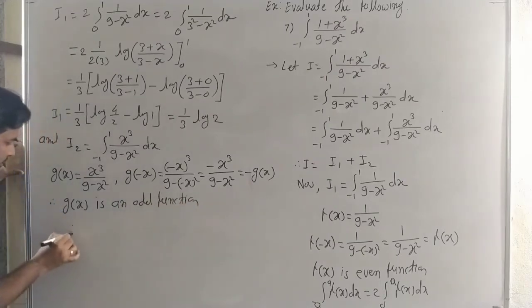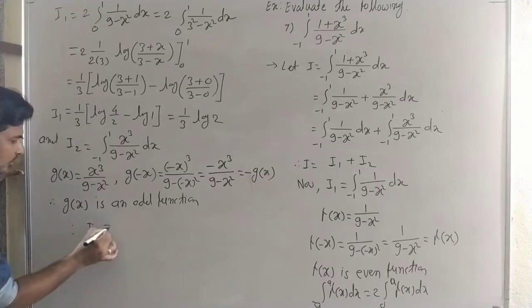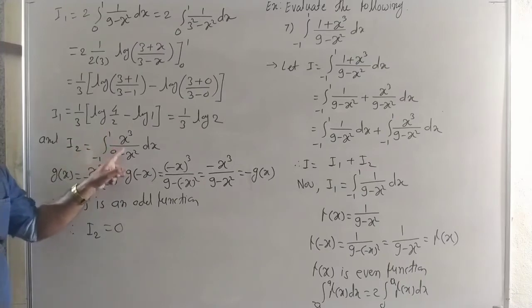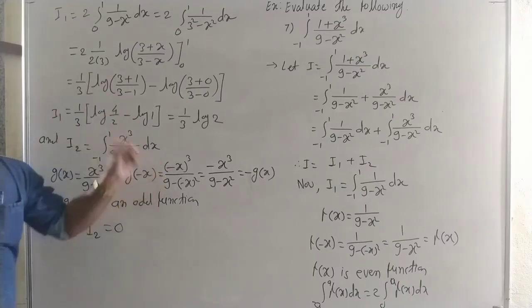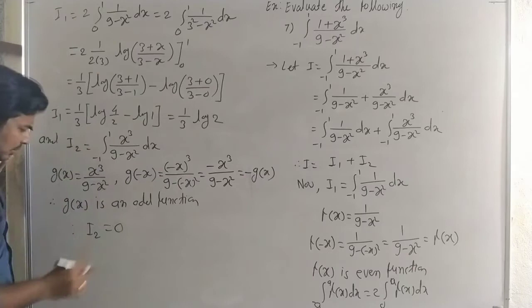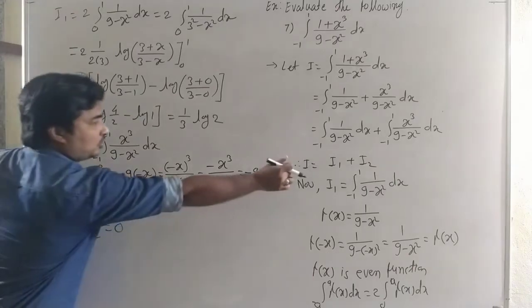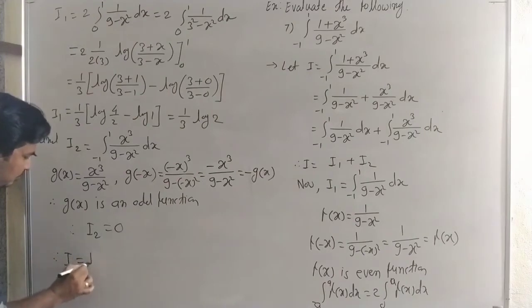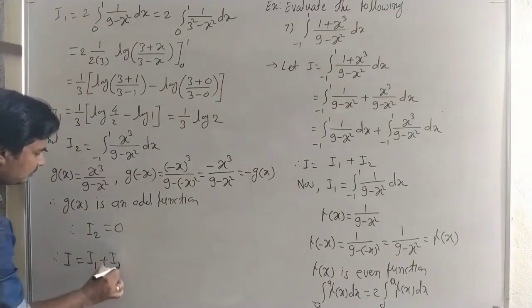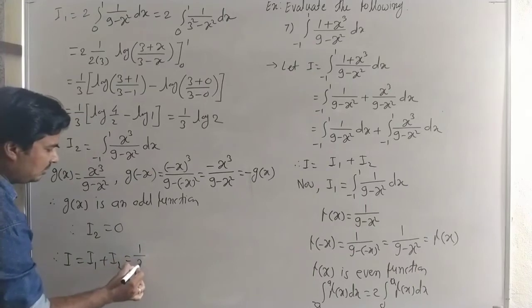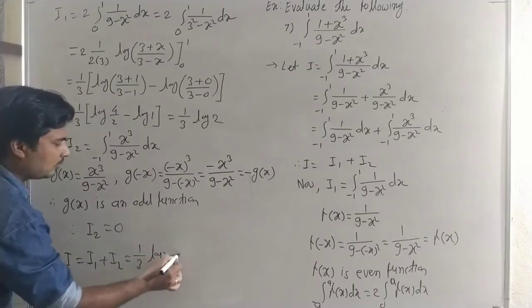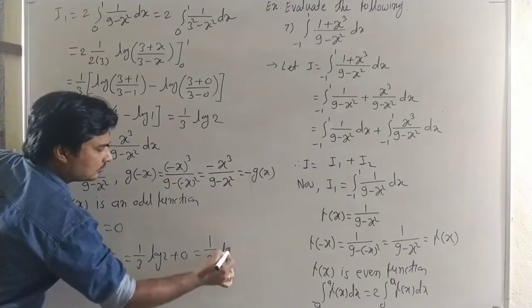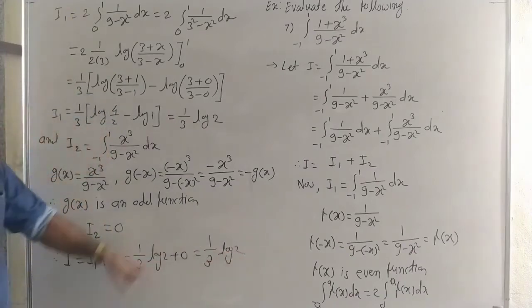Therefore we can directly write I2 is equal to 0. Integral from minus a to a of f of x is equal to 0 if f of x is an odd function. It is a property. Now I2 is equal to 0, but we want to find the solution of this. Therefore I is equal to I1 plus I2, that is 1 by 3 log 2 plus 0, and therefore the last answer is 1 by 3 log 2.